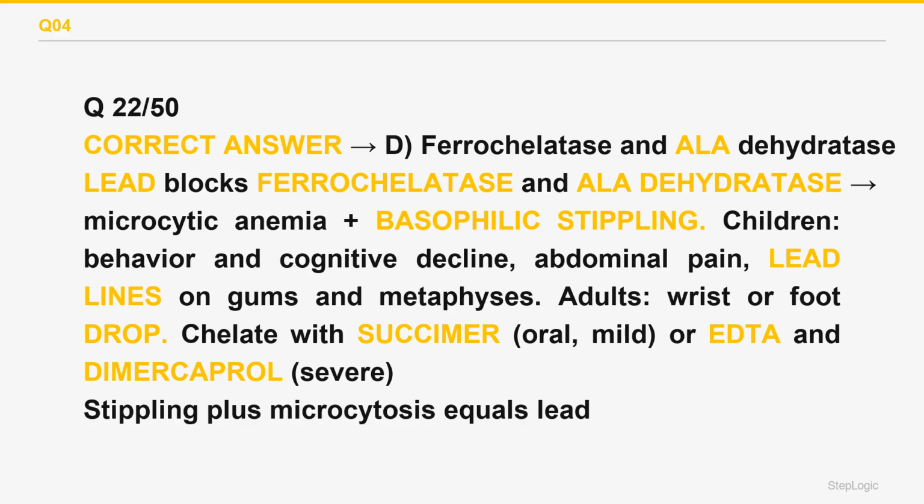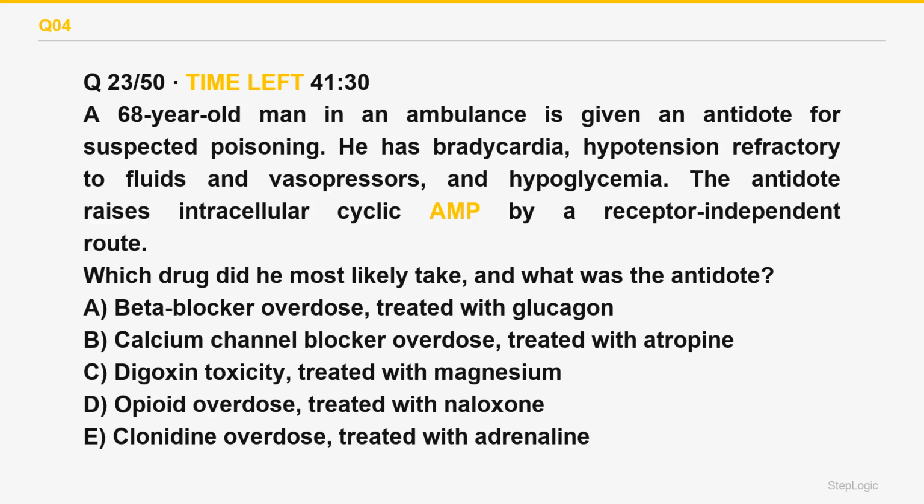Basophilic stippling has a short differential worth carrying: lead poisoning, thalassemia, sideroblastic anemia, and alcohol abuse. If you see basophilic stippling with microcytic anemia in a child, think lead.